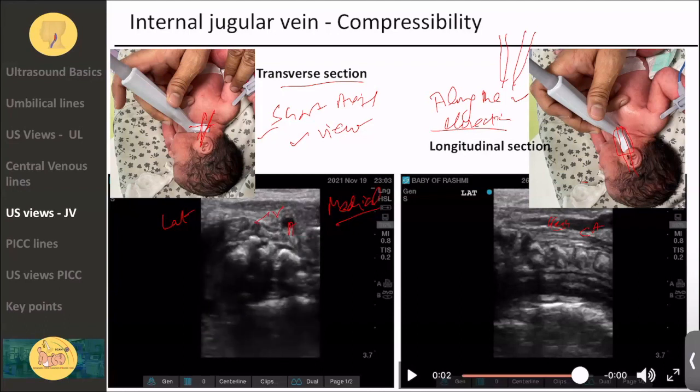locate the compressible vessel. Remember at this point, it's not that they are always lateral and medial. Sometimes they are superior and inferior also. So that is why the compressibility test is the best test.